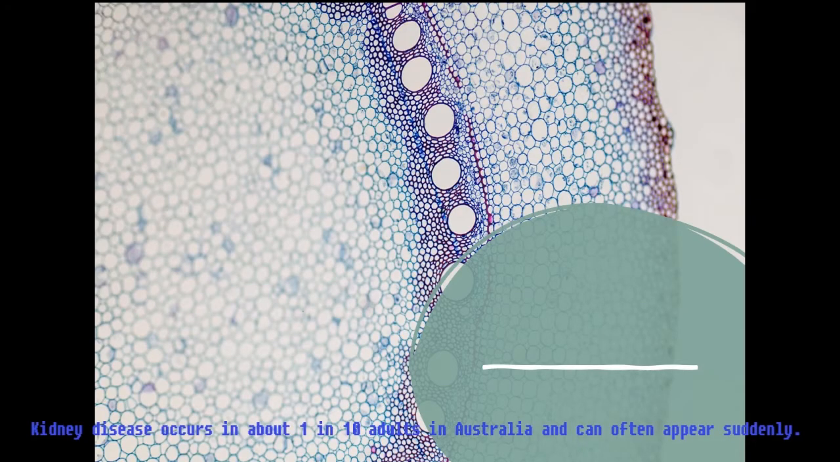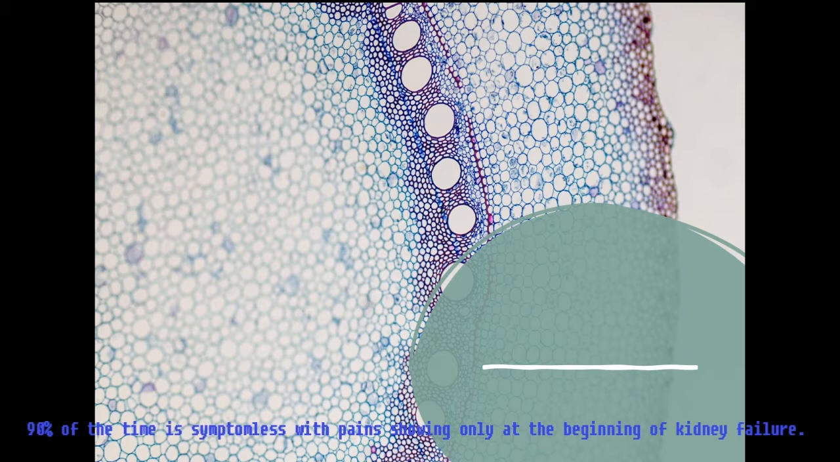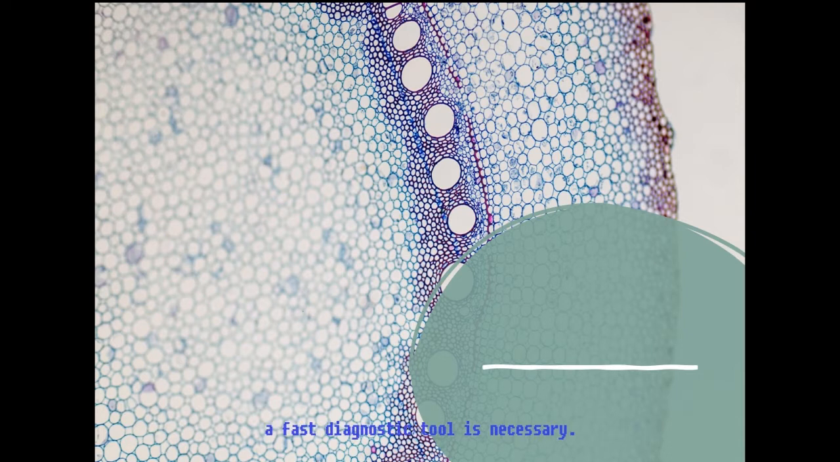Kidney disease occurs in about 1 in 10 adults in Australia and can often appear suddenly. This sudden failure, however, 90% of the time is symptomless, with pains showing only at the beginning of kidney failure. The common detection method involves a 24-hour urine analysis. A fast diagnostic tool is therefore necessary.